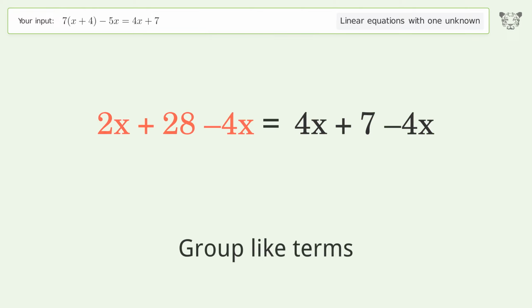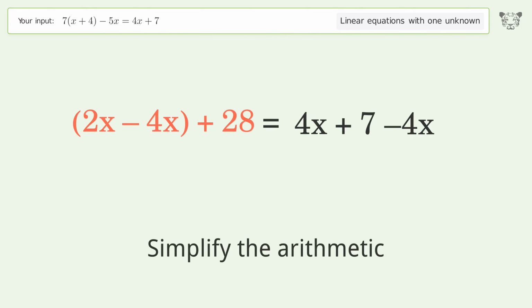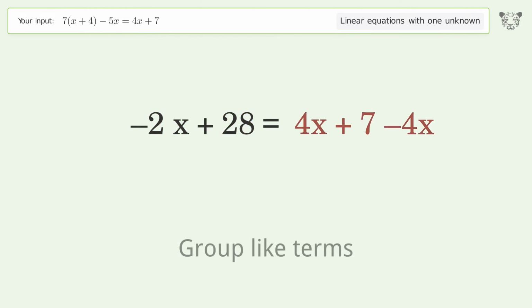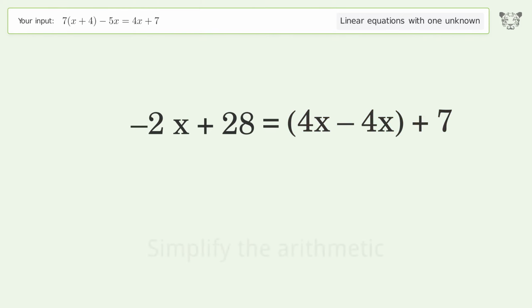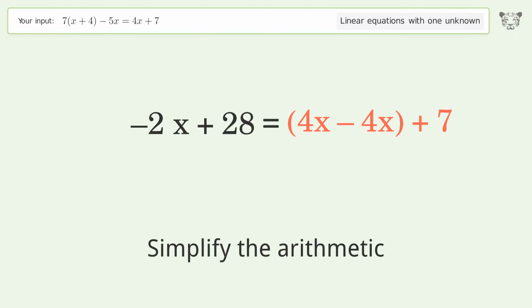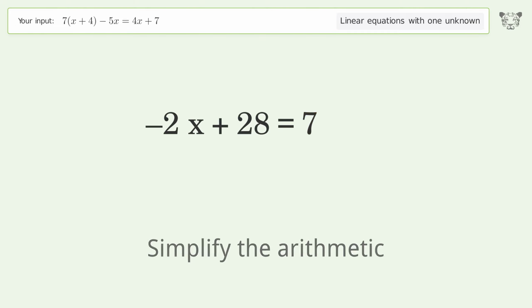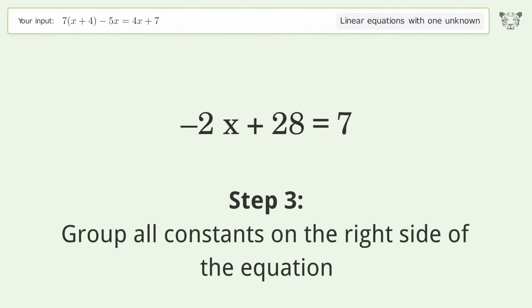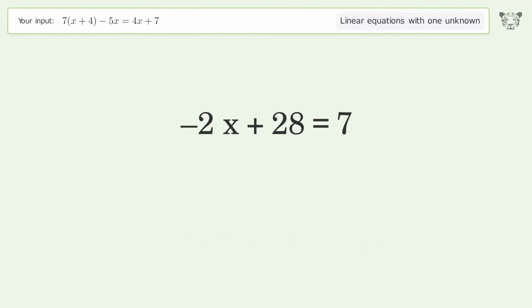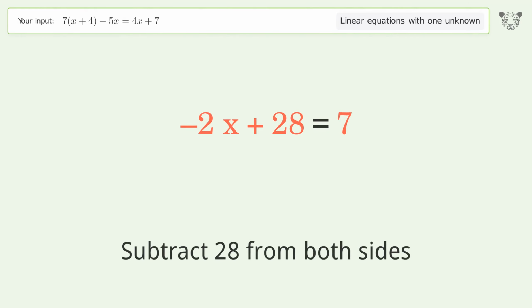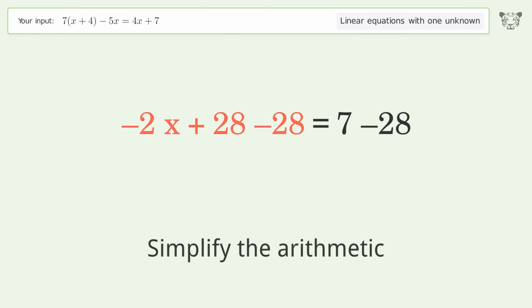Group like terms. Simplify the arithmetic. Group like terms. Simplify the arithmetic. Group all constants on the right side of the equation. Subtract 28 from both sides. Simplify the arithmetic.